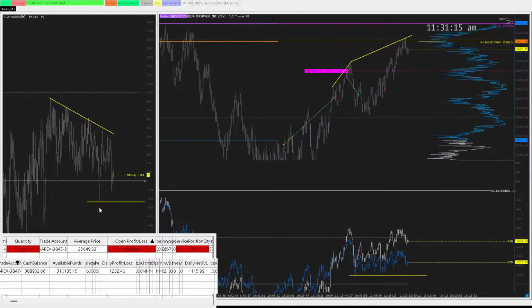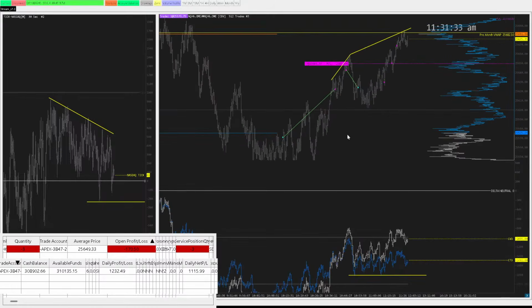Again, you guys notice that I'm not heavy position-wise on this at all. This started off as a teaching point for one of the questions, and it's turned into an actual trade here. So we're just going to see how it plays out.